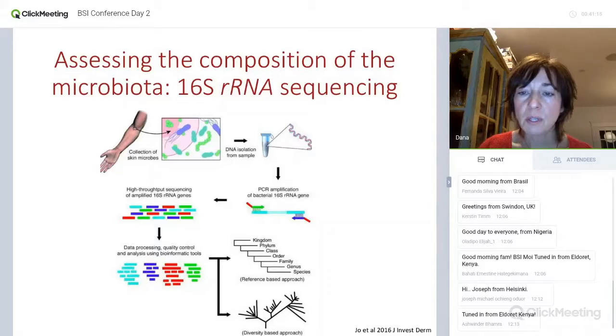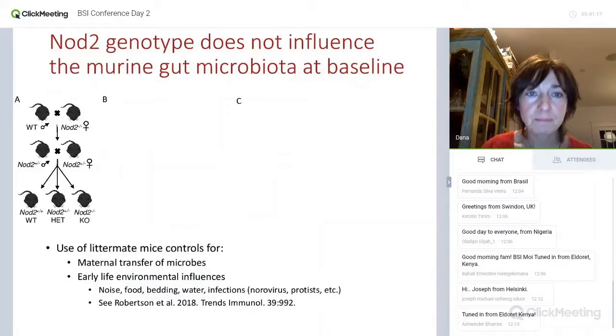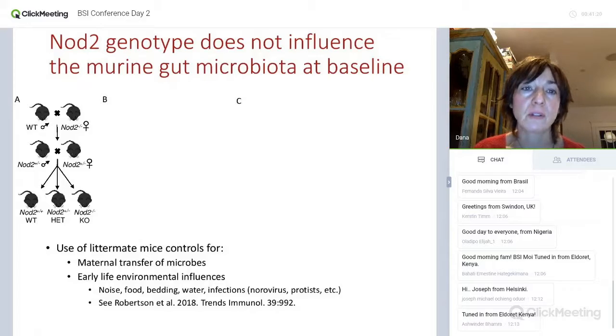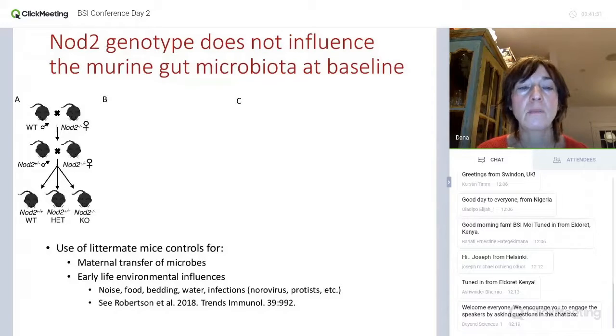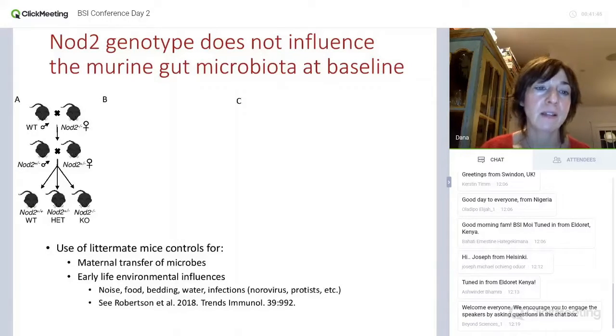So when we use 16S rRNA, we can look at the composition of the microbiota within different contexts. The first question we needed to address was whether Nod2 genotype actually influences the murine gut microbiota at baseline, so this is all without any perturbations. When you look in the literature, there have been many studies looking at the influence of Nod2 on the microbiota, with all sorts of results. But I think if you do it correctly, and that is by using littermate mice, then you can really have an idea of whether that gene is influencing the composition of the gut microbiota.